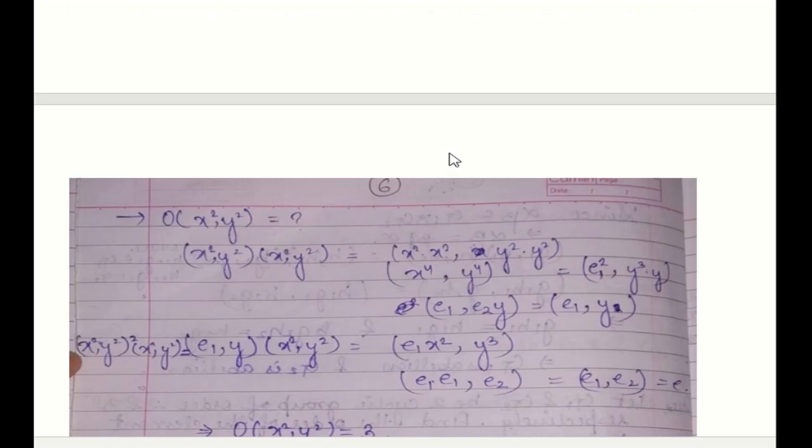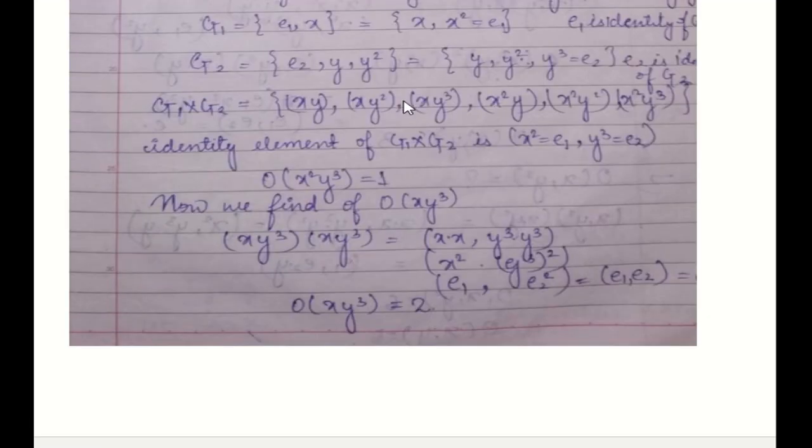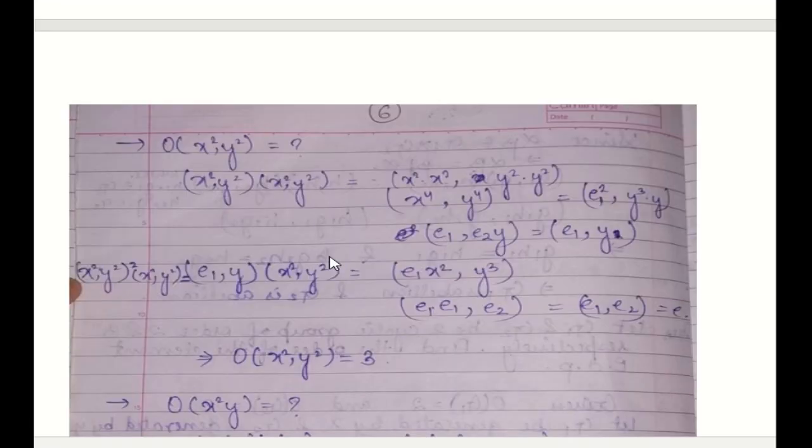So we have found the order of two elements. Now the third element of the group is X square Y square. So now we are going to find the order of X square Y square. We multiply X square Y square by X square Y square. We will get X to the power 4 comma Y to the power 4. And X to the power 4 can be written as X square to the whole square.